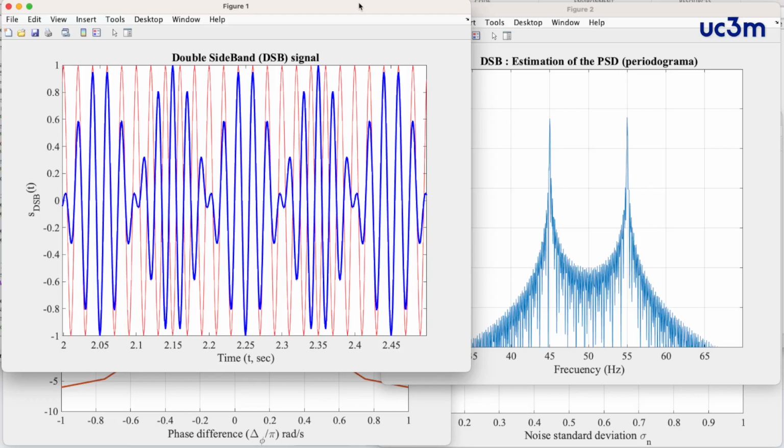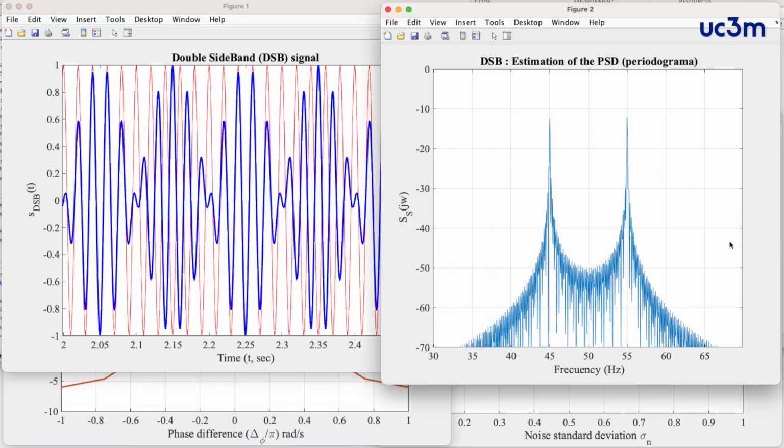In the double sideband modulation, the modulated signal is the product between the carrier, here in red, a carrier with frequency 50 kHz, and the modulating signal, in this case the sinusoidal signal, and the product is here in blue, a very simple shape. The power spectral density, this axis is in kilohertz, not in hertz, sorry, is the typical spectrum for a double sideband modulation.